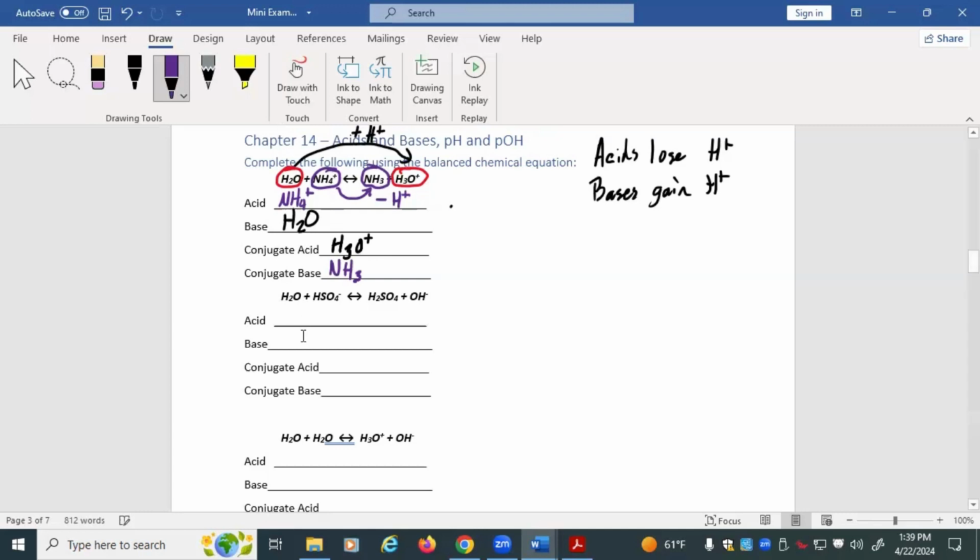Right. With that in mind, go ahead and try this second one here on your own. Identify the acid and the base between water and the bisulfate ion, and identify the conjugates. Go ahead and go.